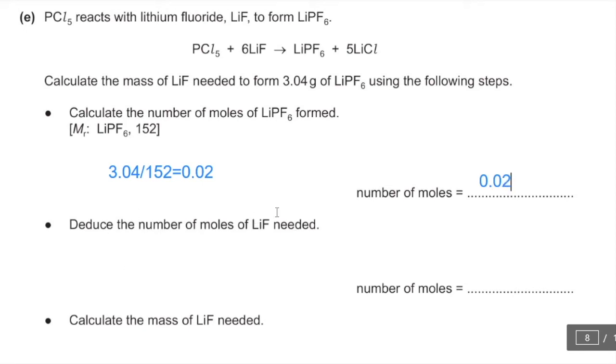Deduce the number of moles of lithium fluoride needed. Again, the term deduce over here means we're supposed to be using the ratio given in the question. So it says 6 moles of lithium fluoride give 1 mole of lithium phosphorus fluoride, which means 0.02 moles multiplied by the number 6 over here would give the moles of lithium fluoride. That is 0.02 multiplied by 6, which is equal to 0.12 moles.